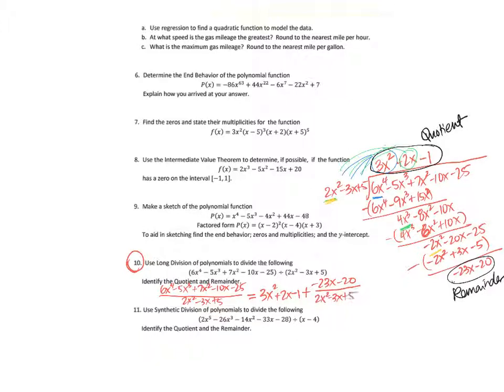plus 5. So this first part we can call our quotient, and this second part we can call our remainder. Okay, so that is the problem.